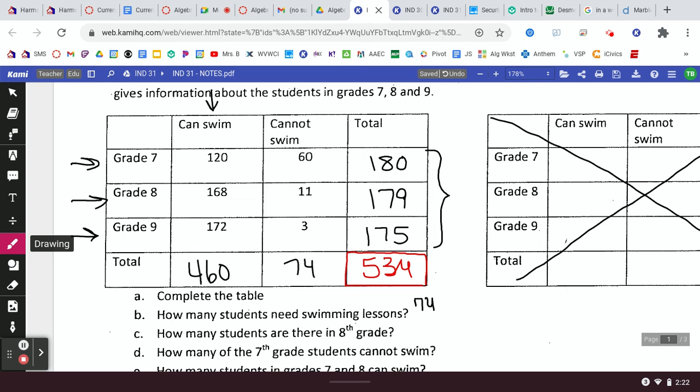Then it says, how many students are in the 8th grade? Well, we've already tallied that up too, right? We went across right here. We went across the 8th grade, and we tallied up all of the students in 8th grade, and we got 179.